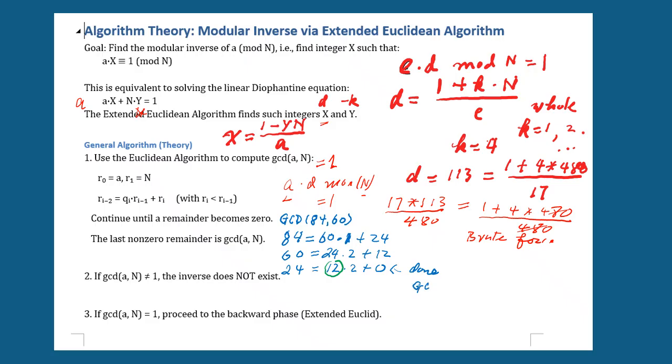GCD, another example, 480, which is above 17. So I'll have 17 and 480. That one we know exists. We just pretend we don't know. So we divide 480 by 17. Then you get 28, that's the quotient, and the remainder is 4. Okay, so that's the remainder.